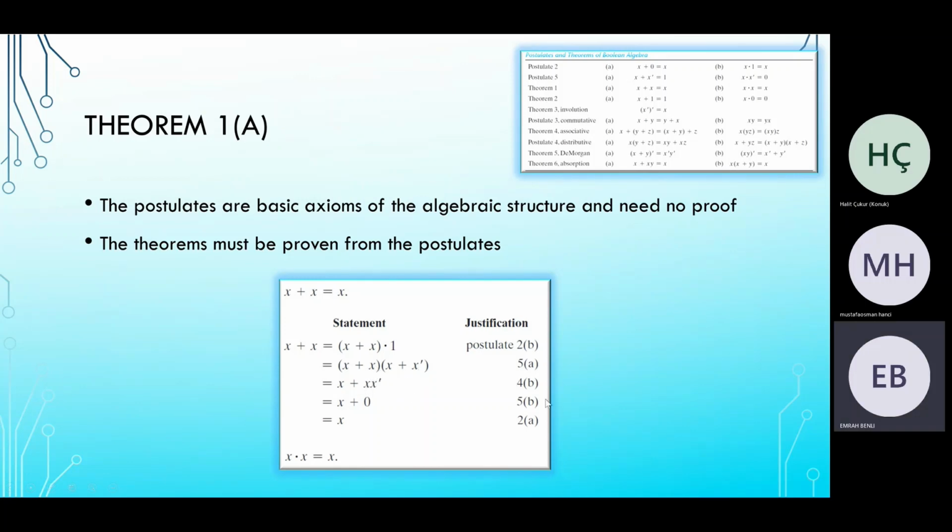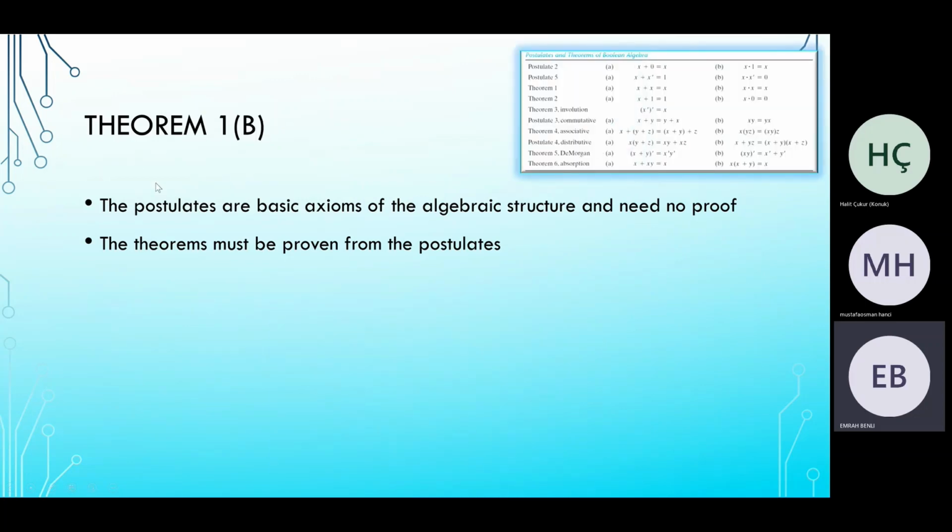So what is that from postulate 5b or 4b? Yeah, 5b. We use 5b, X and X prime is 0. So this part will be 0. X or 0 from 2a will be X. So we prove that this is correct. What was that? That was theorem 1a, this one. So we prove it.